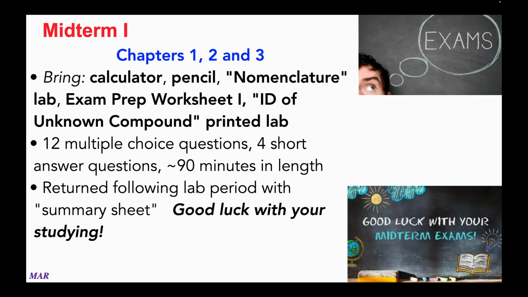And then you'll take the midterm, and the next time I see you, the following lab period, I will return the midterm to you with a summary sheet that says how you're doing in the class as of this time. I would encourage you to check that out because sometimes I do make mistakes. I want you to have the grades recorded that you actually got, so double check that. Also if there's a lab missing, this will be a good reminder to turn those in, which is kind of important. So good luck with your studying.